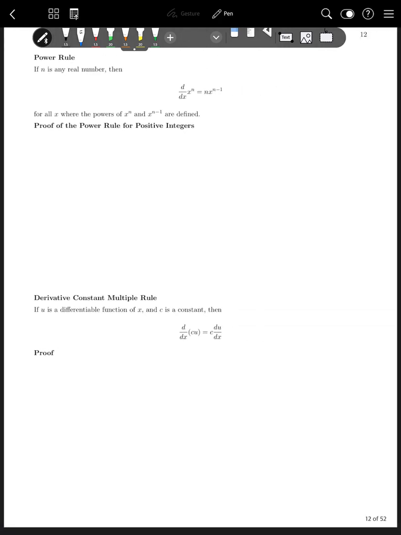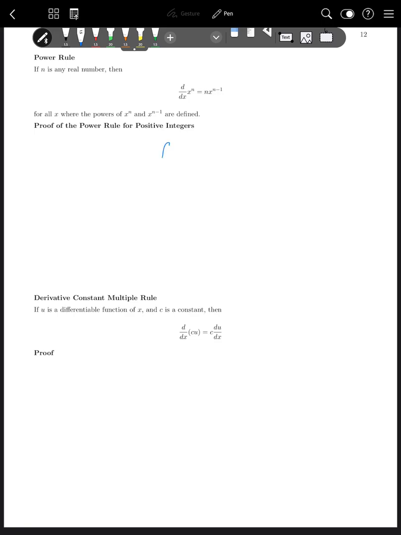Okay, here's one I'm not going to show you the proof of, but this is a really important rule, the power rule. So the power rule says that the derivative of a variable to the nth power is equal to n times the variable to the n minus 1 power. So to give you an example of this, or a few examples, instead of doing the proof here, let's just do some examples.